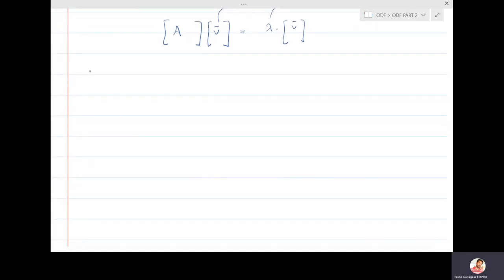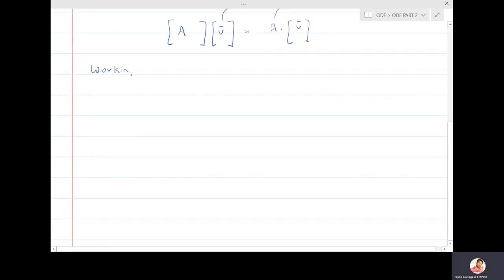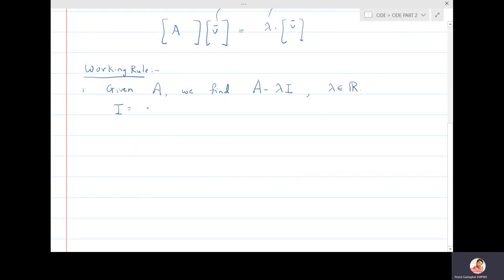So the working rule to find eigenvalues is as follows. Given a matrix A, we find A minus lambda I, where lambda is any real number which we want to find. And what is I? I is the identity matrix. Once we find A minus lambda I, we will find the determinant of A minus lambda I, and that determinant we will equate to zero.